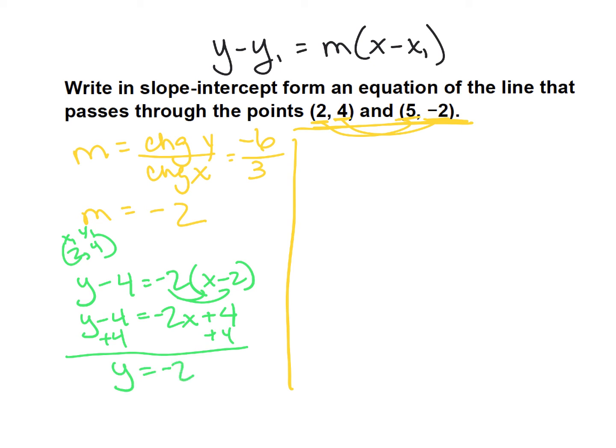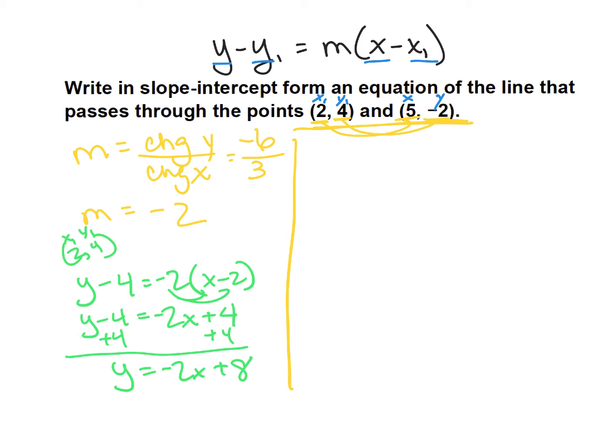Y equals a negative 2x plus 8. Now, there's another way to do it, so hopefully you'll get the same answer. I can use this as x1 and y1, but I can use this as just plain x and y. Or vice versa. It really doesn't matter. And I can plug that in to those 4.